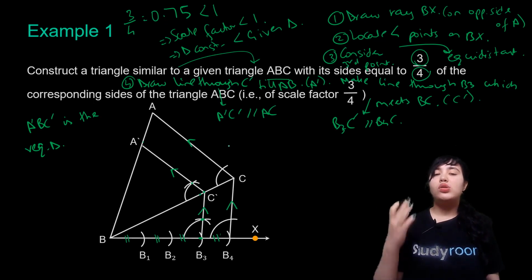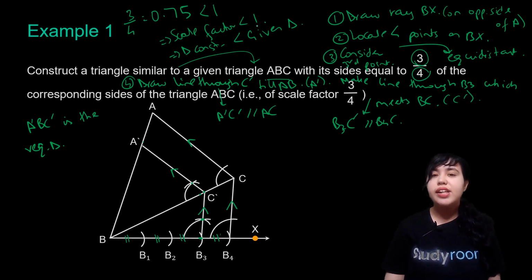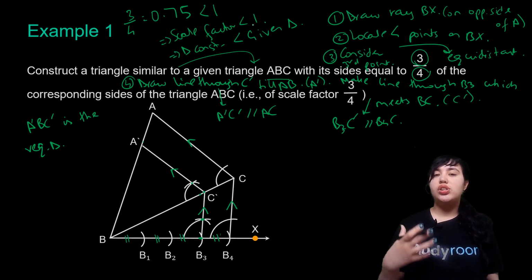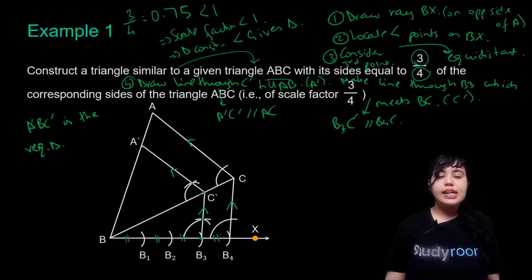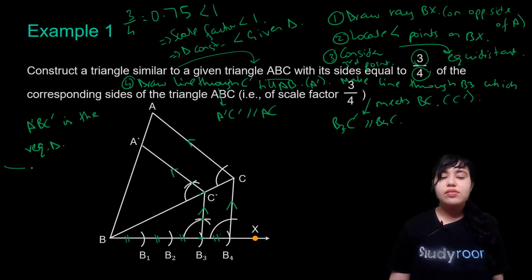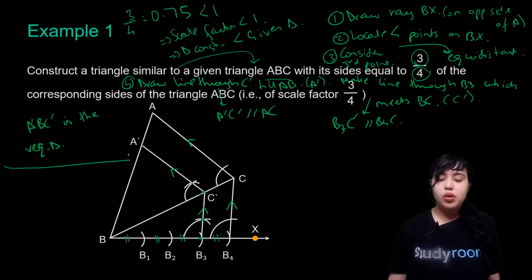In the very beginning, I told you that the scale factor here is less than 1, which means the triangle you're constructing should be smaller than the given triangle, and clearly this triangle is smaller than triangle ABC. Now let's see the reason why our approach is working.